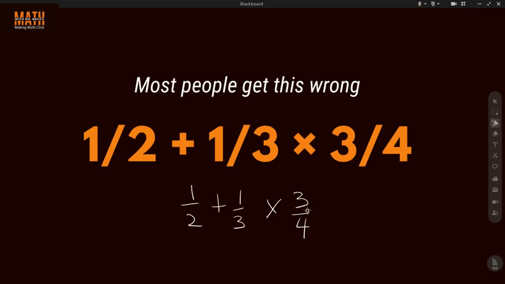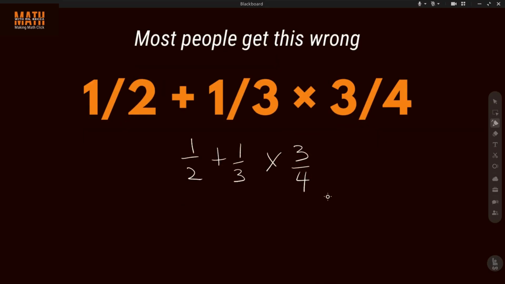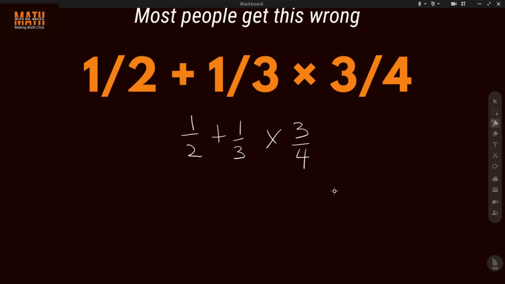which is wrong. When solving something like this, we use the PEMDAS rule. In PEMDAS, multiplication and division appear before addition and subtraction. So since we have addition and multiplication here, we have to multiply before we add. So now, how do we solve this?